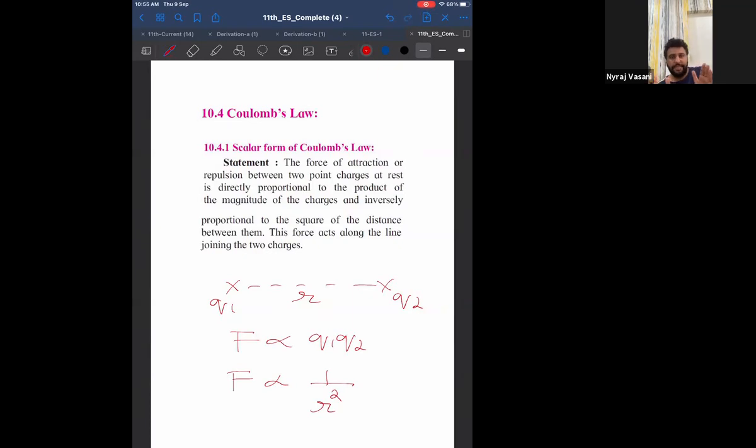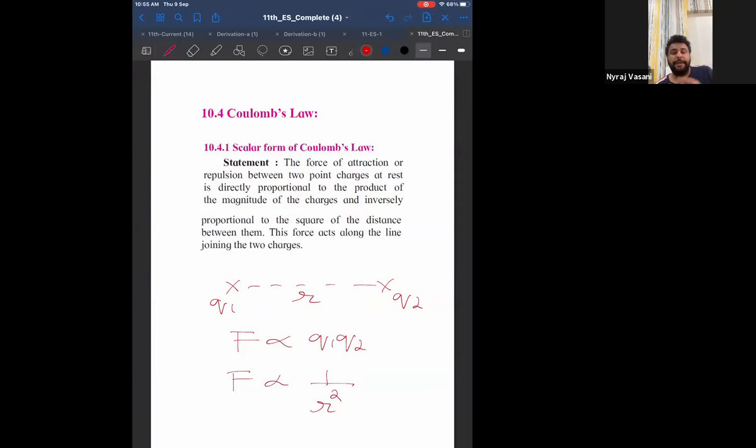Force between the two charges is directly proportional to something, and inversely proportional to something. Now, what is it directly proportional to? It is directly proportional to the product of their charges. And what is it inversely proportional to? It is inversely proportional to the square of the distance between them.